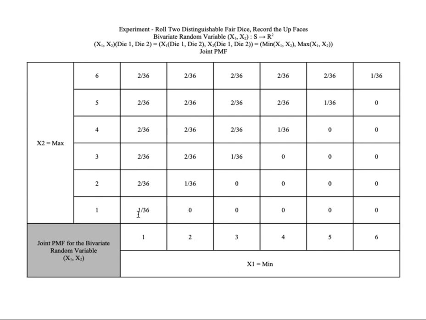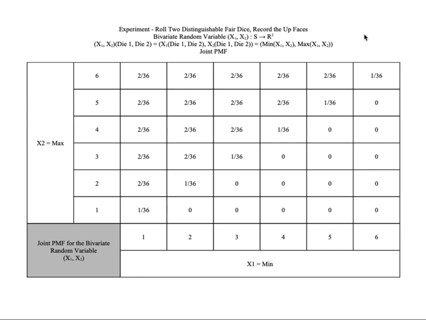Okay? So you see here, for each of the cells in this table that correspond to points or outcomes in the sample space of the bivariate random variable, we have probabilities. We have 1 over 36 whenever x1 is equal to x2, and we have 2 over 36 whenever x1 is strictly less than x2. So this is another way to represent the joint PMF for this distribution, and it's convenient and it's acceptable.